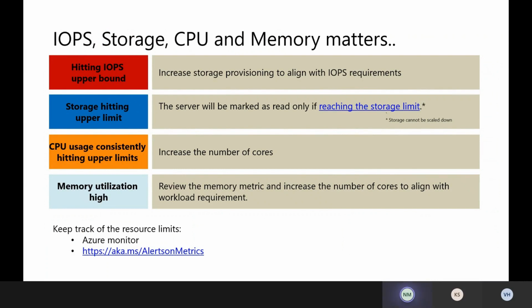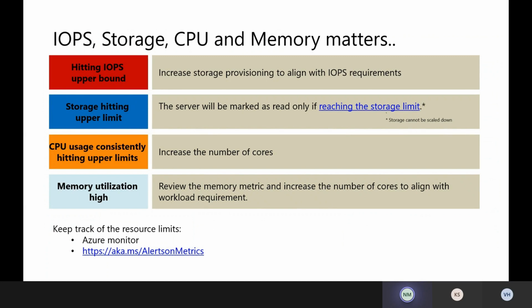Now we spoke about SKUs. What happens when you actually hit some of those upper bounds, some of those upper limits? If you hit IOPS, what do you do today with single server? You have to increase the storage because, like I said, single server is tightly coupled with that. Then storage, of course, you need to increase storage.